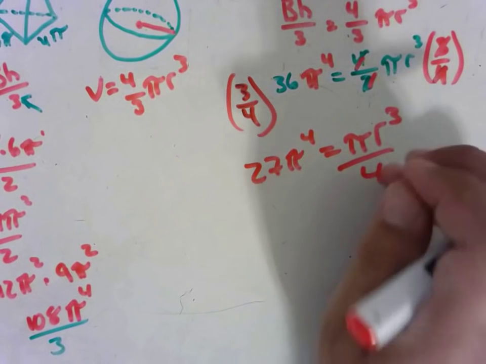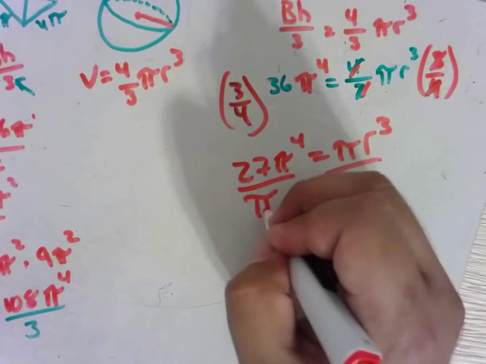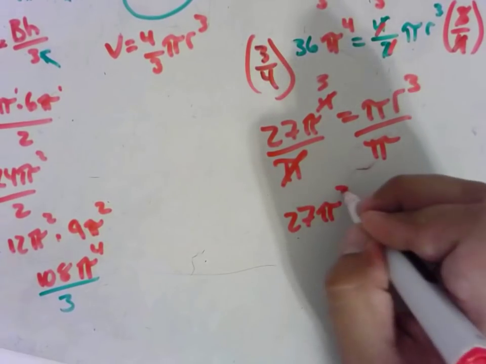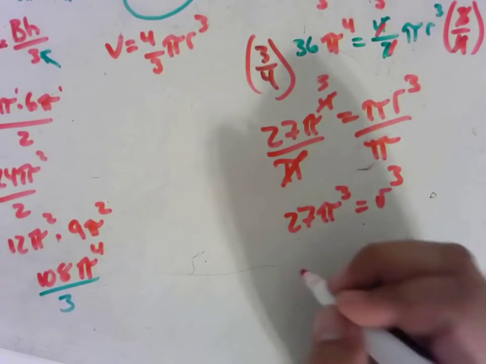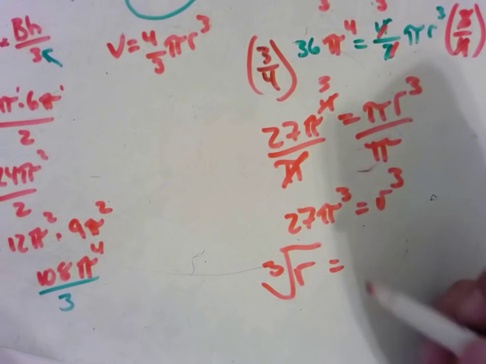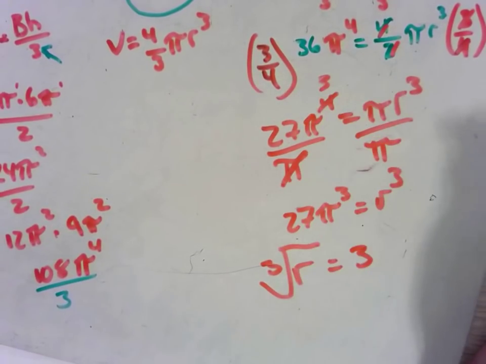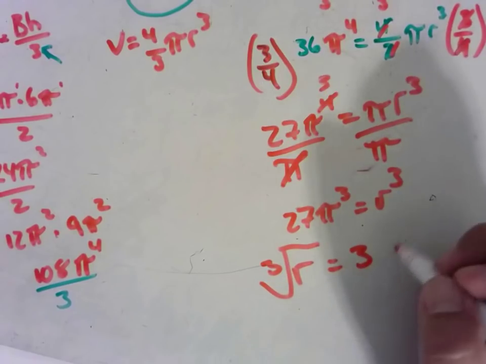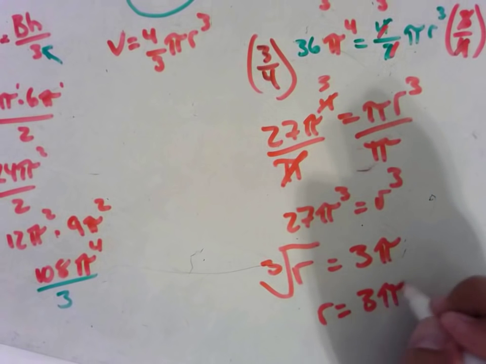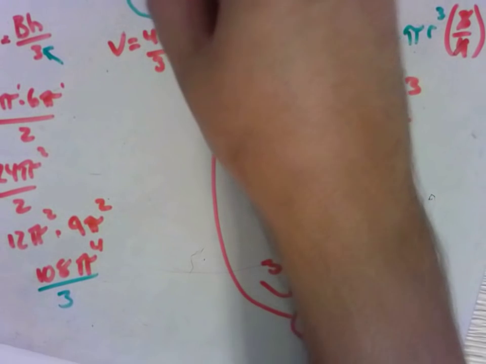Divide both sides by pi. Again, that only cancels with 1, so you're left with 27 pi cubed equals r cubed. To get r by itself, you have to take the cube root. So what number, when you multiply it by itself 3 times, gives you 27? The answer to that is 3. Pi cubed, take the cube root of it, is just pi. So r equals 3 pi. That's the radius of the sphere.